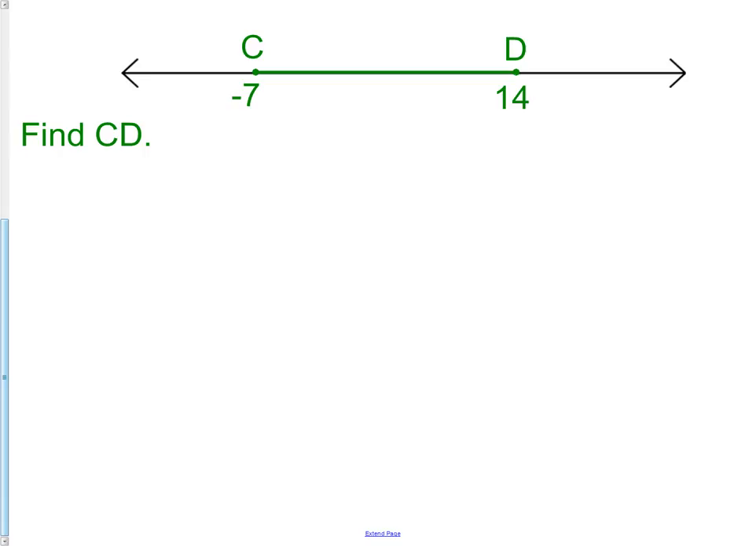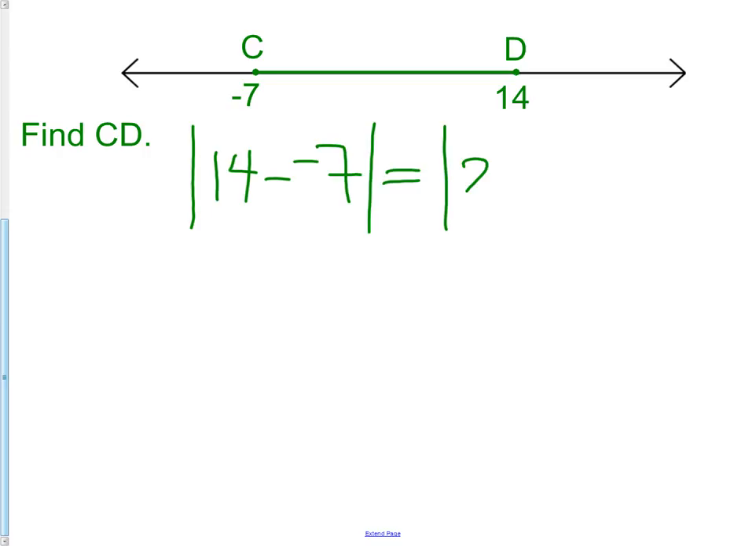Although there are two ways you could have calculated this, you would have got to the answer of 21 no matter how you did it. 14 minus -7 equals the absolute value of 21, which is 21. So we see the distance from C to D on a number line is 21.